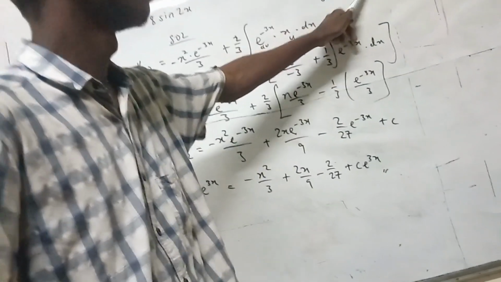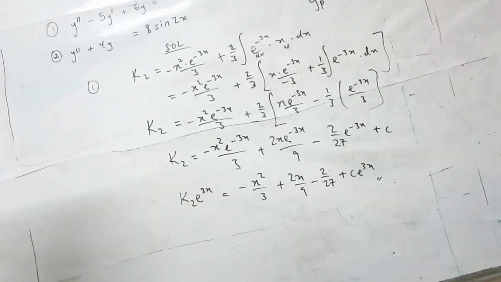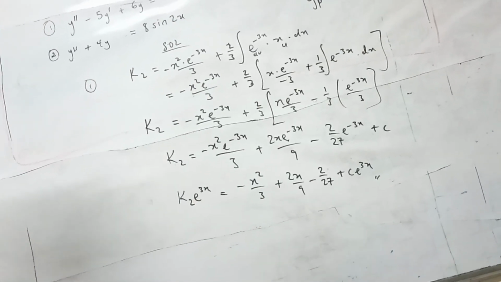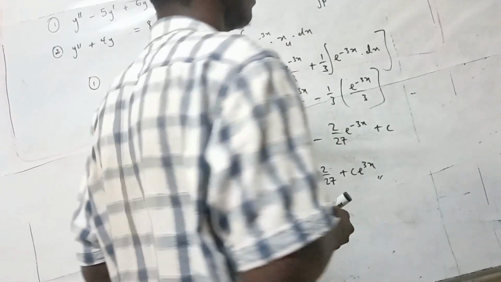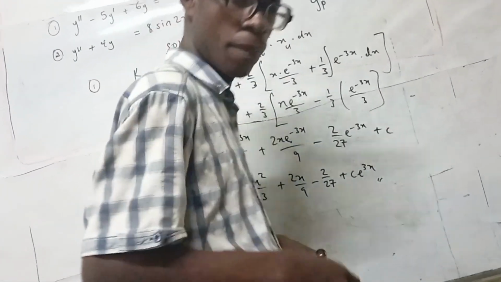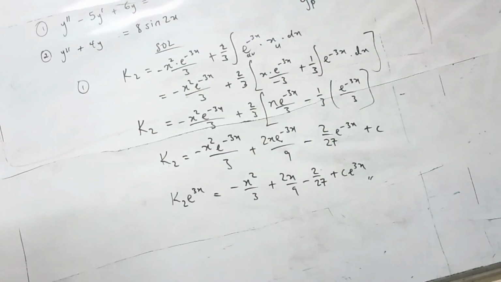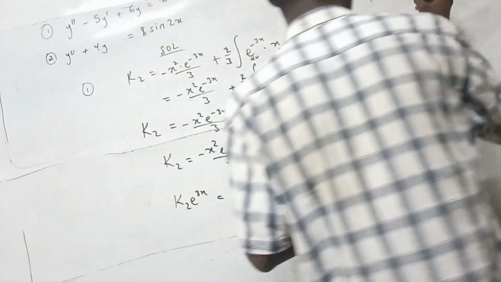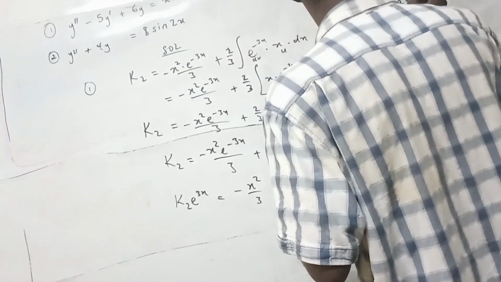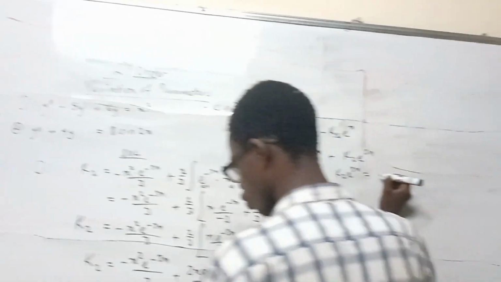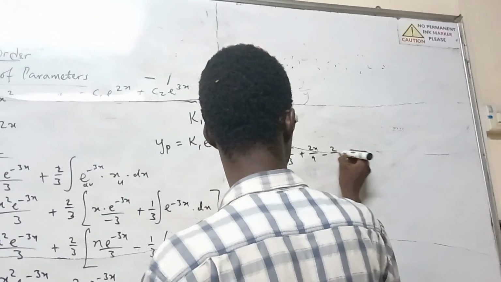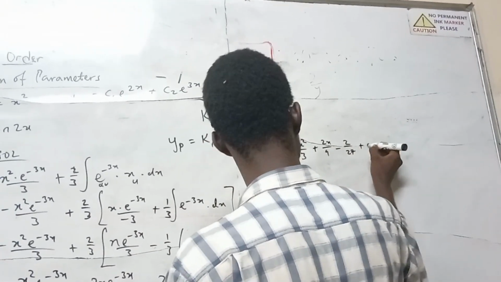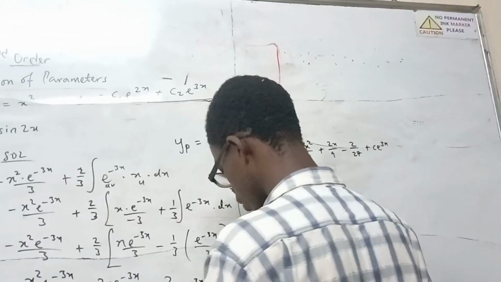So I'm left with k1 e raised to power 2x. Oh, I was supposed to have left this again, k2 prime. Okay, we have gotten k2 e raised to power 3x, which equals minus x squared over 3 plus 2x over 9 minus 2 over 27 plus c, times e raised to power 3x.